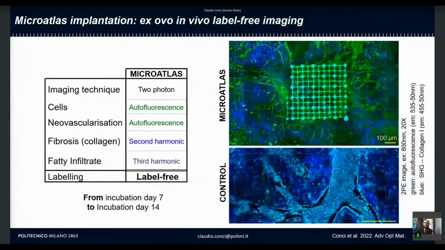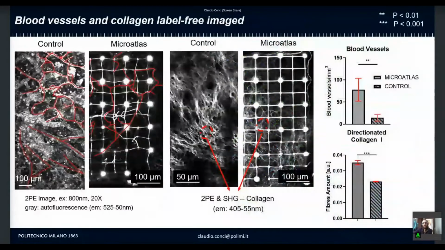Then we imaged our samples label-free by exploiting two-photon excitation fluorescence microscopy, just to try to quantify the foreign body reaction as we can perform with histopathological studies. So we analyzed cells and neovascularization with the intrinsic autofluorescence of the tissue, and the fibrosis, observing the second harmonic generation signal of the collagen.